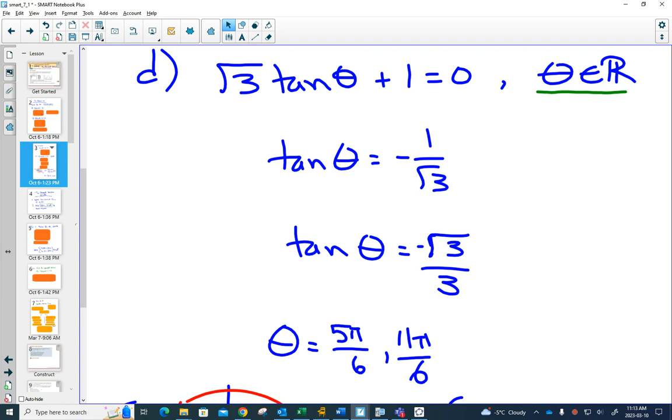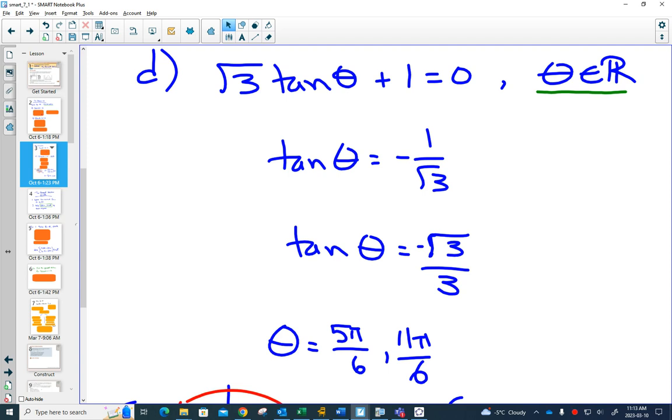Now, what chapter 7 does is it says we don't just go once around the circle. We go an infinite amount of times around the circle. That's what theta in R means. Theta can be any number, can be any angle. You could have it up to 2 pi, but you could go up to 4 pi, up to 6 pi, multiple times around. So what we do is we take each of our answers and we say, how do I write every single angle that ends at 5 pi over 6?